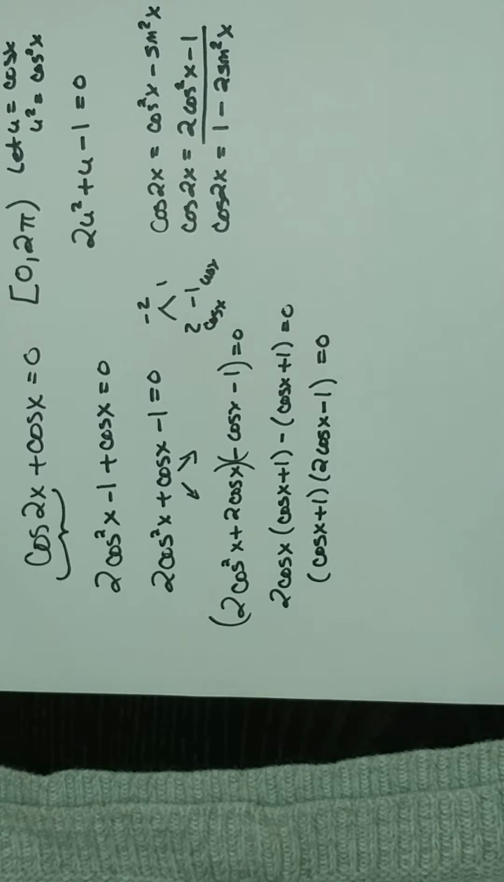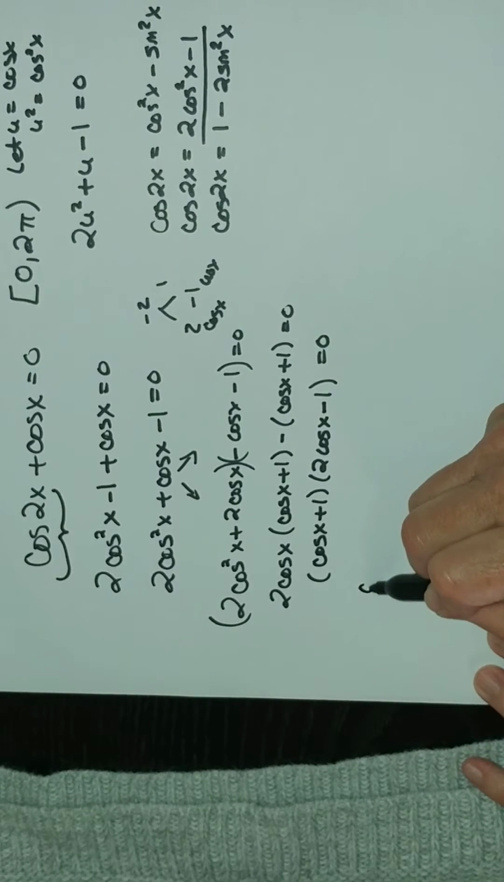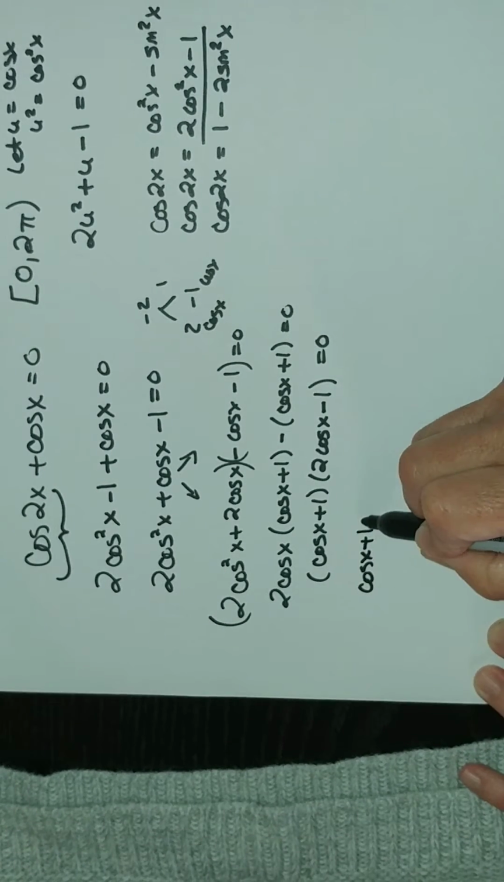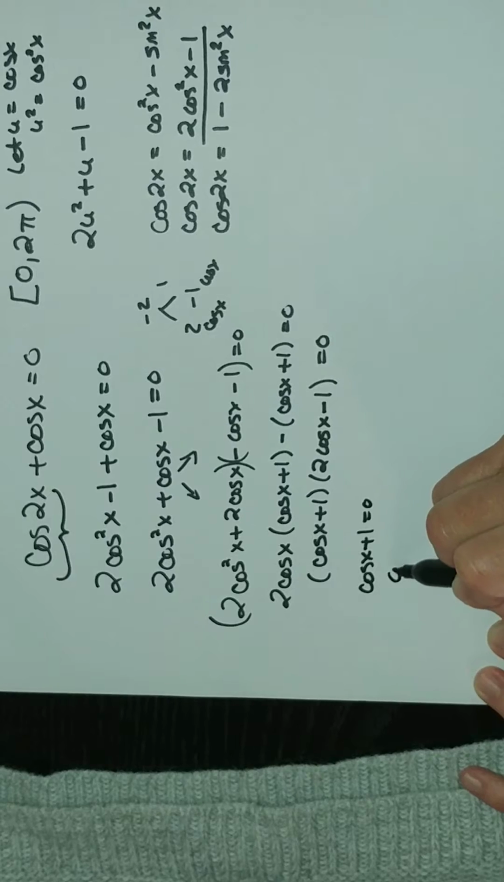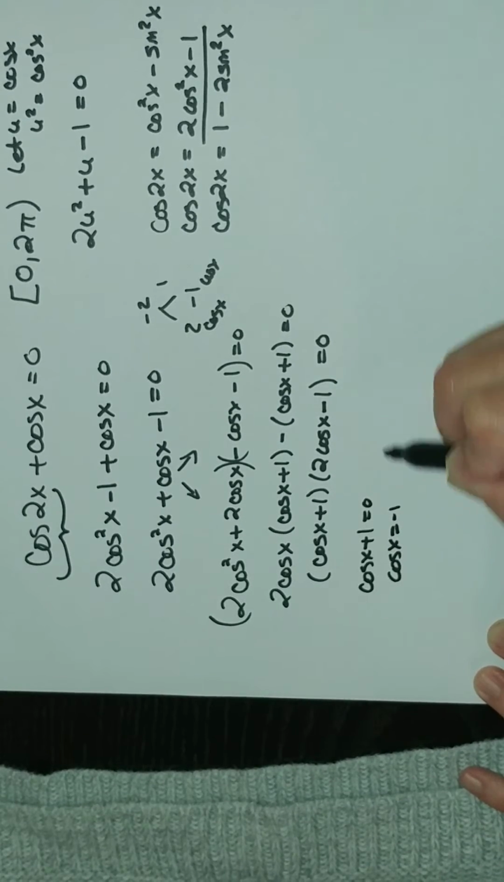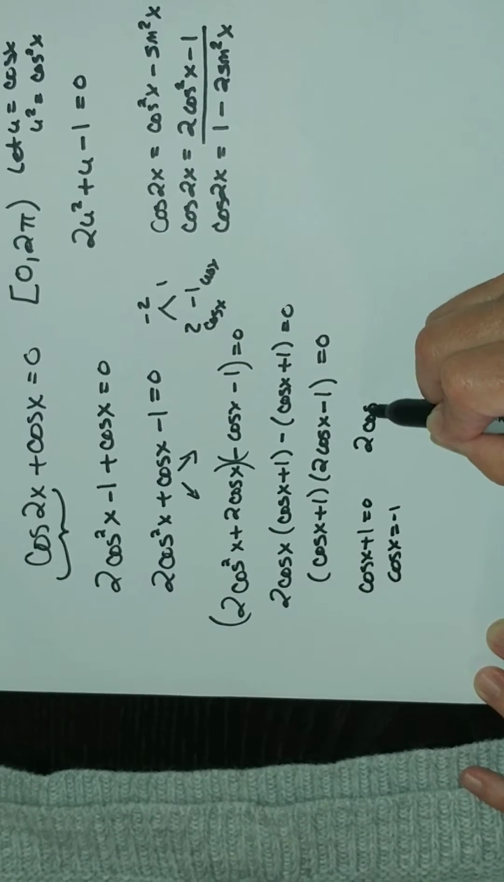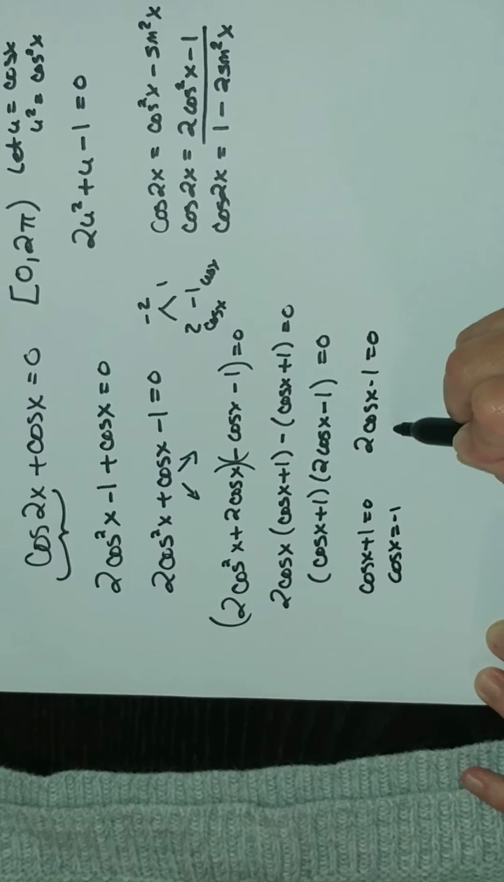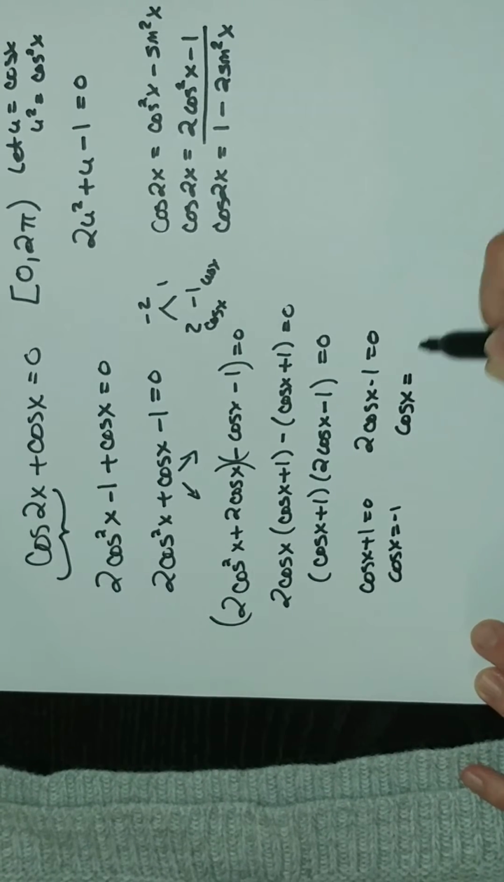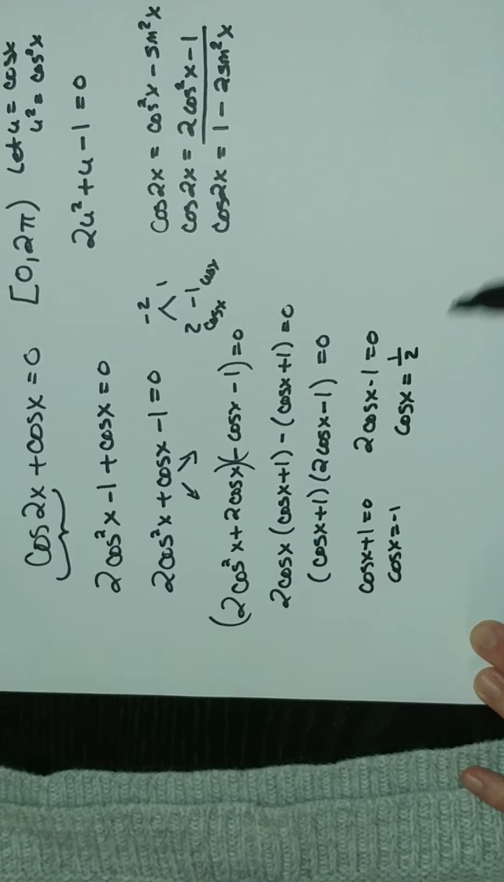All right, now we just set each factor equal to 0. So we say cosine of x plus 1 is 0. Solve for cosine of x: it is negative 1. 2 cosine of x minus 1 equals 0. So the cosine of x is going to be equal to 1/2. I'm going to add 1, divide by 2.